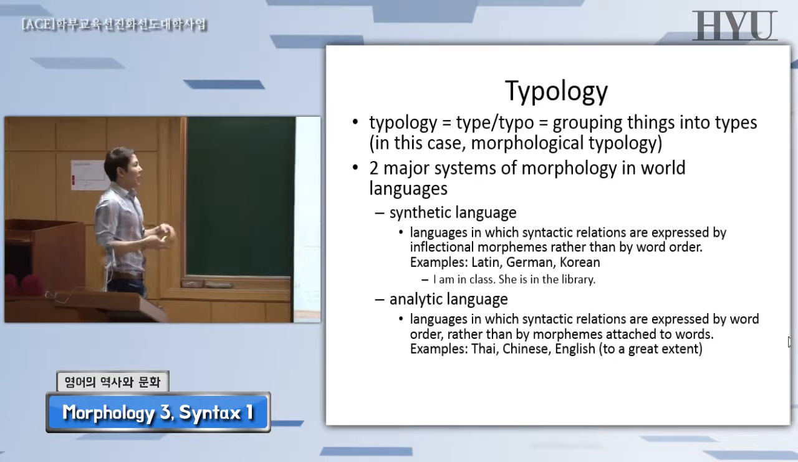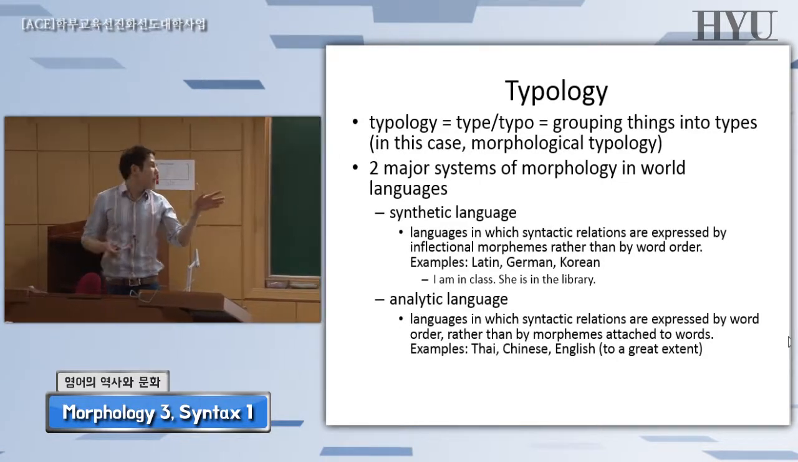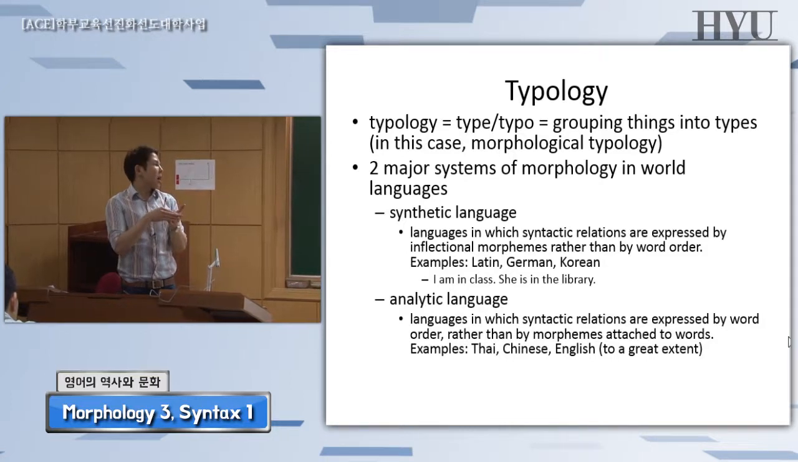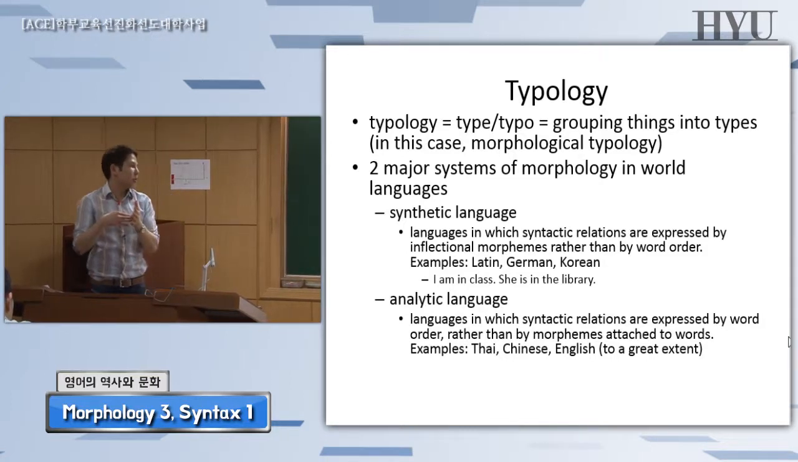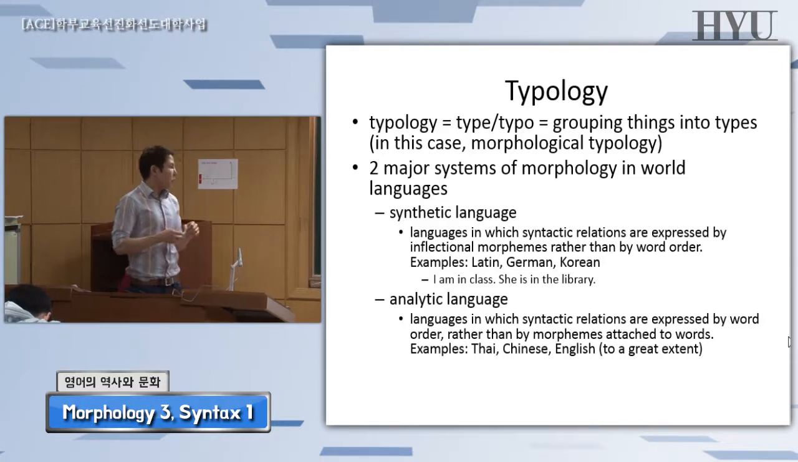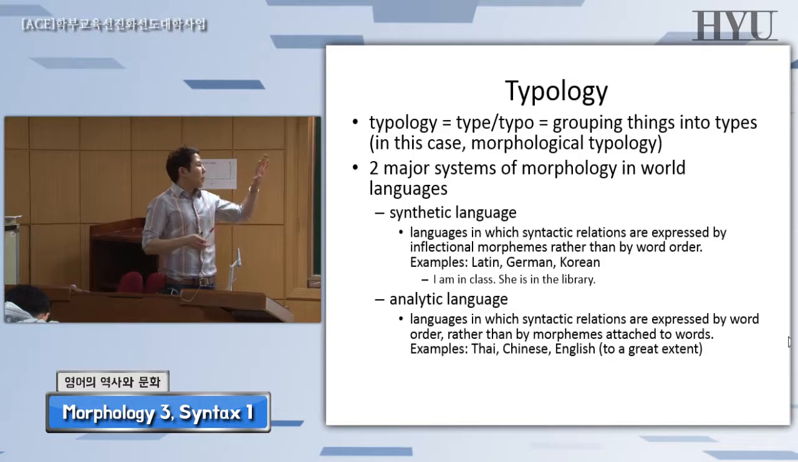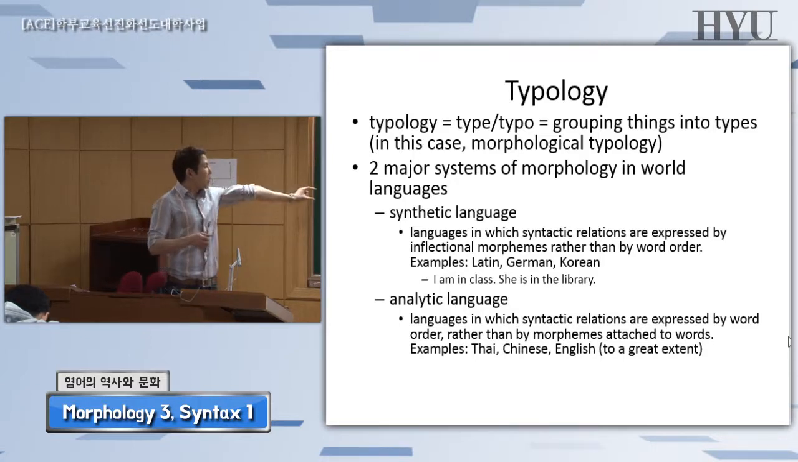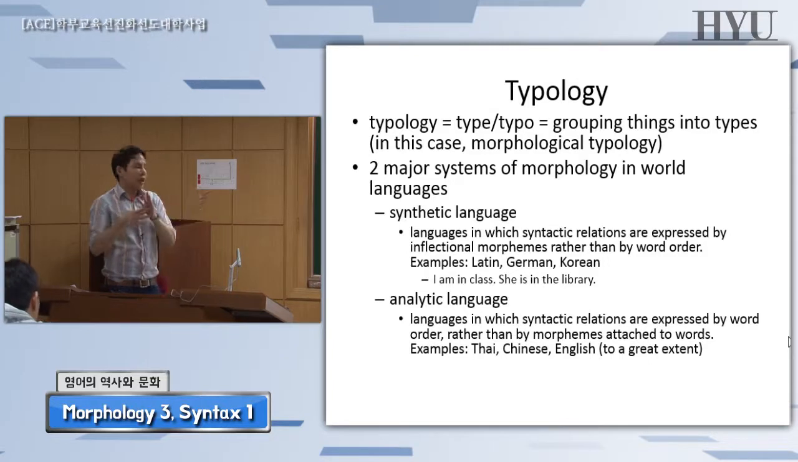A synthetic language is a language in which syntactic relations are expressed by inflectional morphemes rather than by word order. Examples are Latin, German, and Korean.